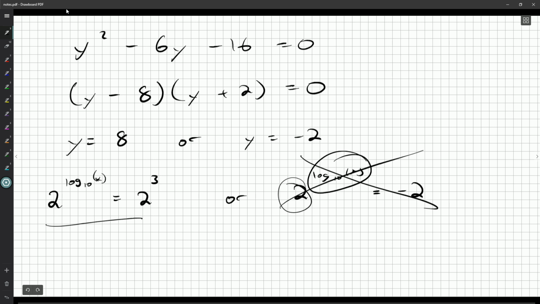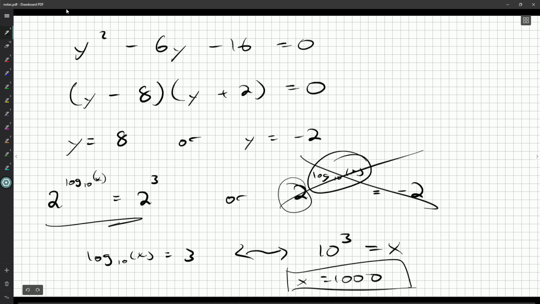Okay? But now this expression, well, now we can say log base 10 of x has to be 3. And from there, you rewrite the equation. 10 to the 3 is x. That's exactly what log expressions do. They just rewrite exponential expressions. And so the only answer is going to be x is 1,000.